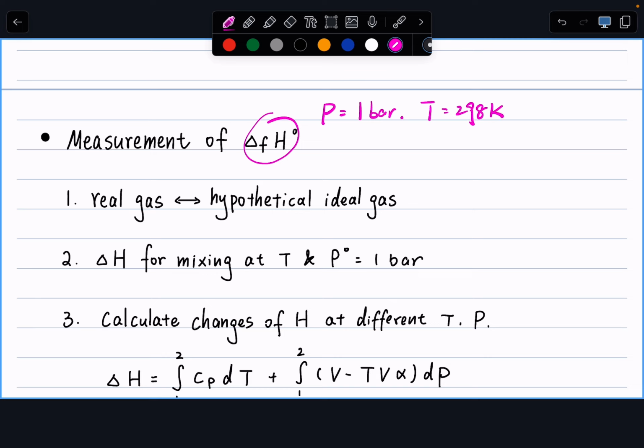But the tricky part here is that for a gas, the standard state is ideal. So things can be a little bit complicated when we're transferring between real gases and ideal gases. All right, so how exactly can we do it?